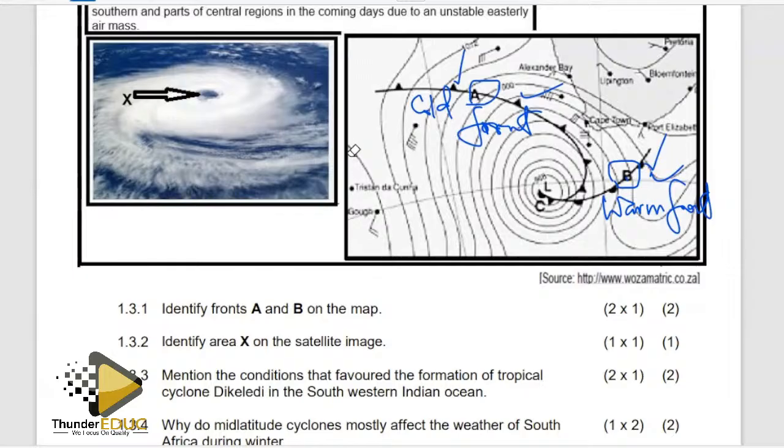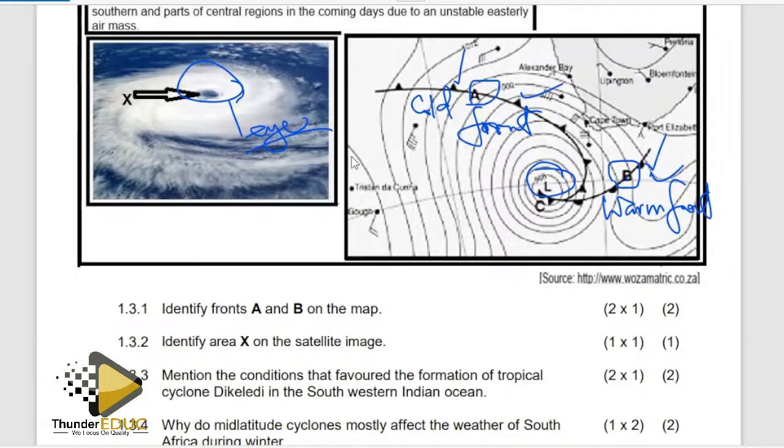This area X, the area indicated X on our satellite image, is the same as this area on the synoptic map. The center of the weather system, the focal point of the weather system, is what we call the eye of the system. The focal point where the weather system circulates.